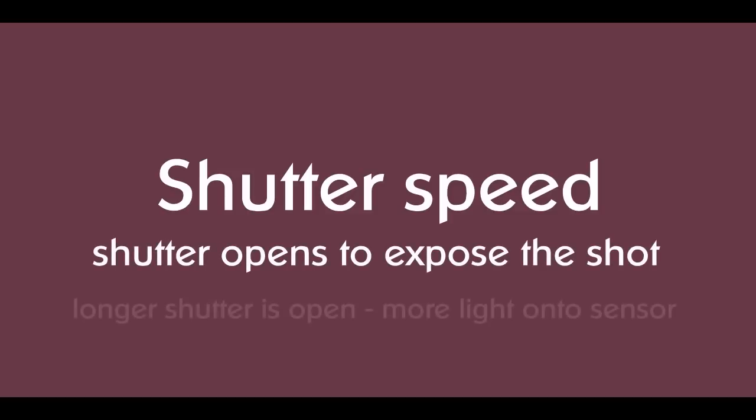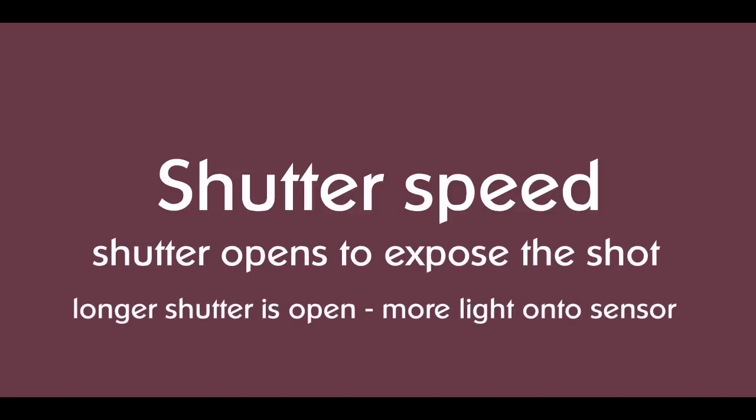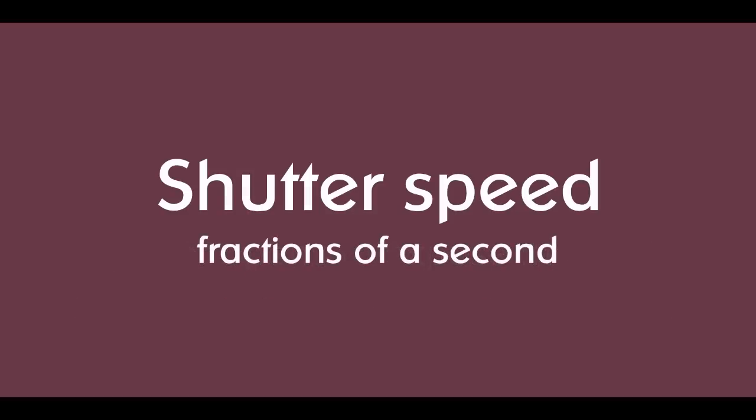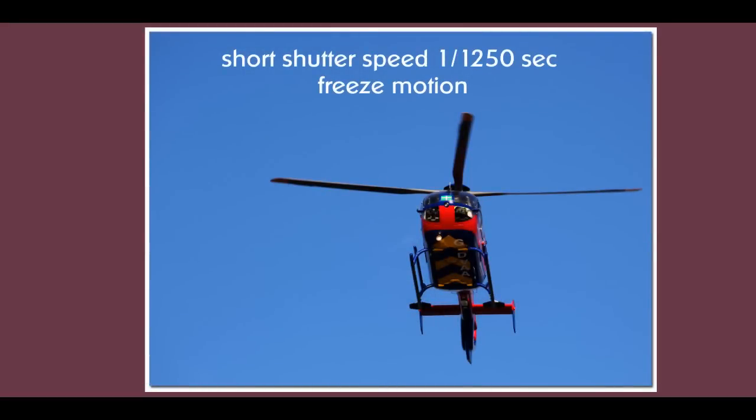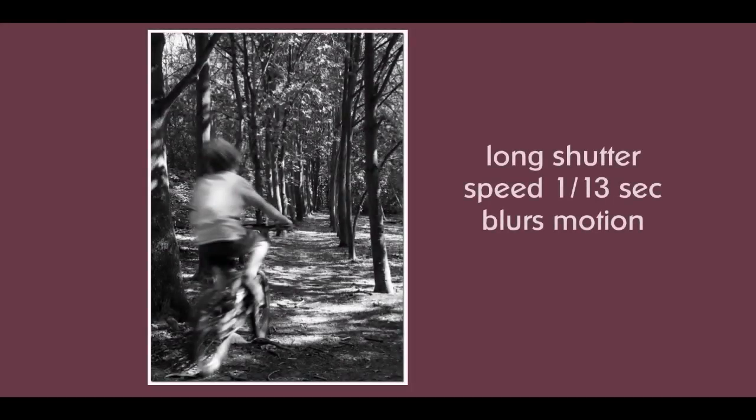The shutter stops the light hitting the camera sensor, but it needs to be open to take a photo. The longer the shutter is open, the more light hits the sensor. Shutter speed is typically measured in fractions of a second. Short shutter speeds will freeze motion, and long shutter speeds cause moving subjects to appear blurred.